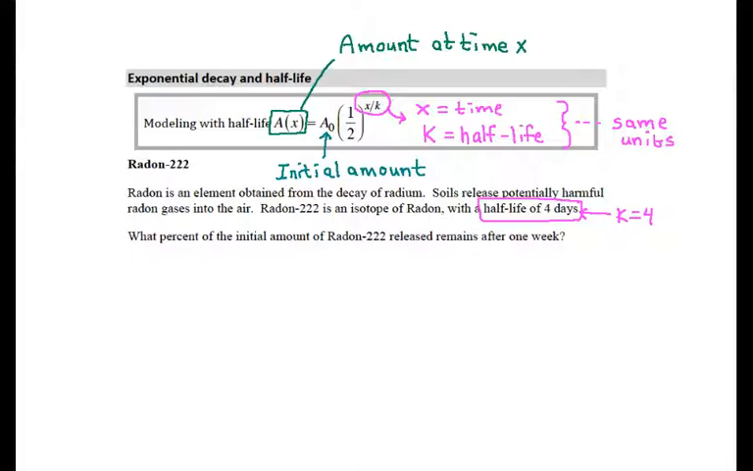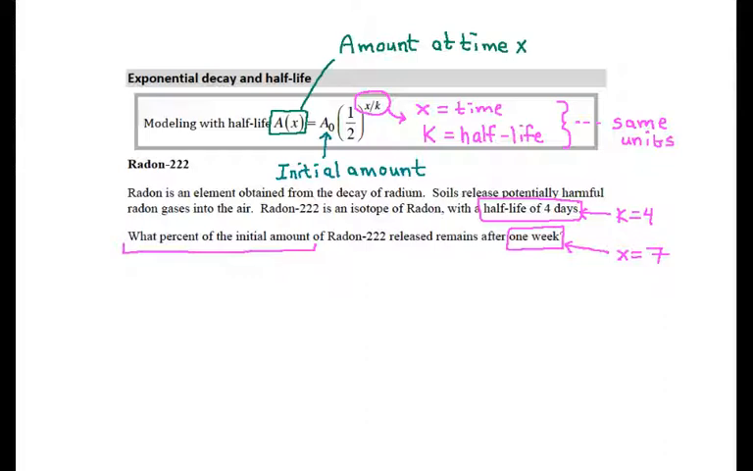Our question asks what percent of the initial amount, we'll deal with that in just a moment, of the amount of radon 222 released remains after 1 week. So our x, which is time, has got to represent 1 week. Since the units here are days, we're going to say that x equals 7.